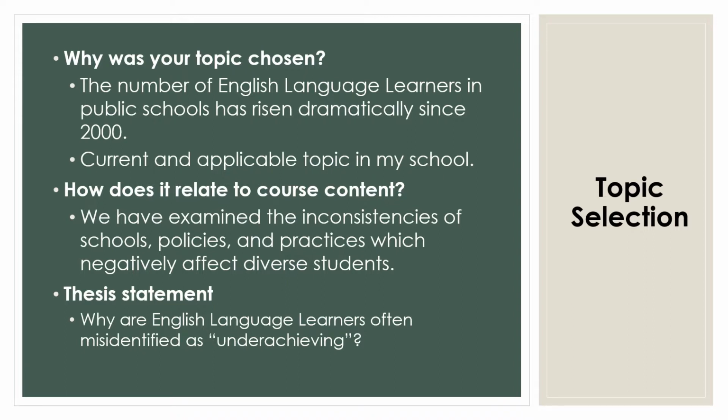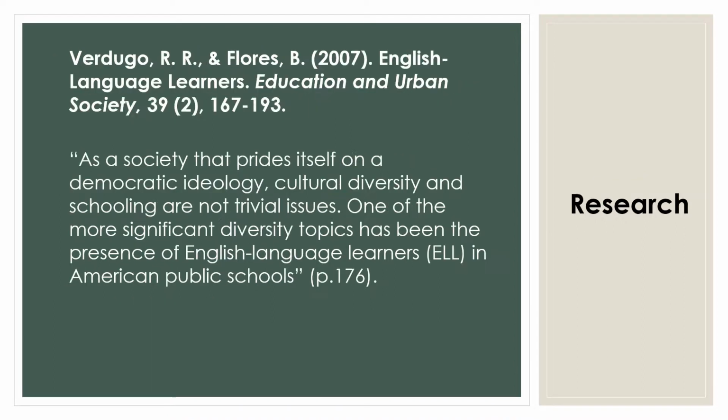My overall guiding question is, why are English language learners often misidentified as underachieving? Through my own personal experiences and research, I've noticed a correlation between English language learners and academic achievement compared to their white peers. This made me wonder what factors are contributing to this and how can they be minimized or prevented.